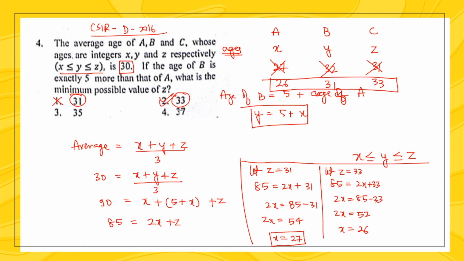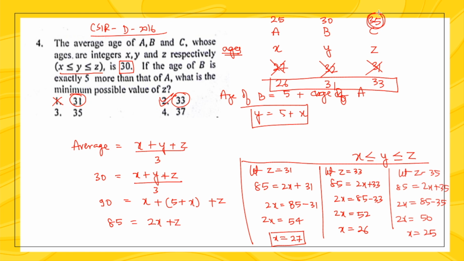If you want to see the third one, if you want to check whether 35 will also follow the thing or not, let's do that. So let z is equal to 35. It becomes 85 is equal to 2x plus 35. So 2x will be equal to 85 minus 35, 2x will be equal to 50. X will be 25. So in this case, I'm writing here, the age of A will be 25. B will be 5 more than this, so it is 30 years, and Z will be 35.